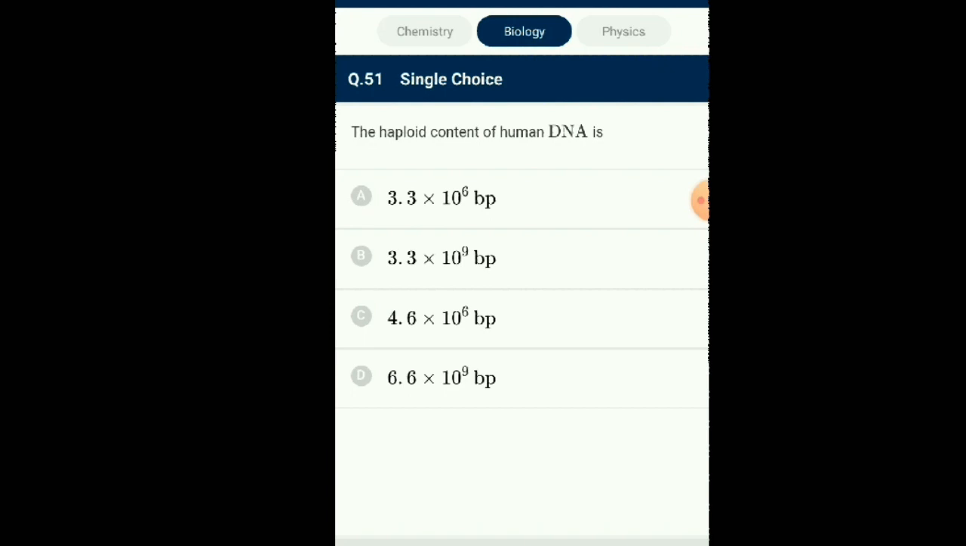It is approximately 3.3 into 10 to the power of 9 base pairs or 3.3 Gb for the haploid genome, and double the amount, or 6.6 into 10 to the power of 9 base pairs or 6.6 Gb, in the diploid genome. So the answer is option B, 3.3 into 10 to the power of 9 base pairs.